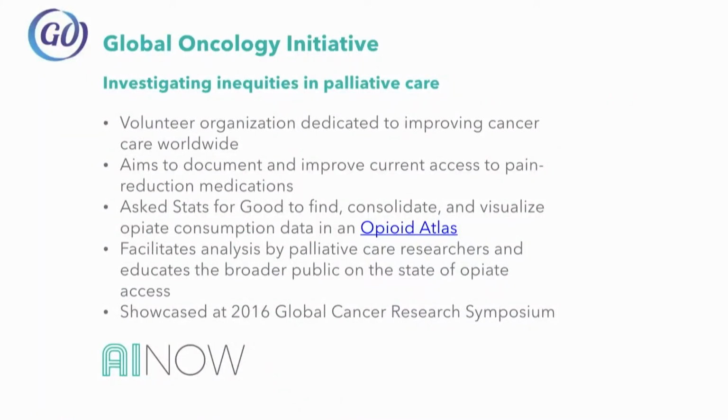A third is with the Global Oncology Initiative. They are interested in investigating inequities in palliative care, and the very first step was essentially visualizing these inequities in palliative care. So we created for them an opioid atlas that you could go to. There's a link in the slides. And it essentially shows what countries have access to opioids, where's the demand, and where are the gaps.